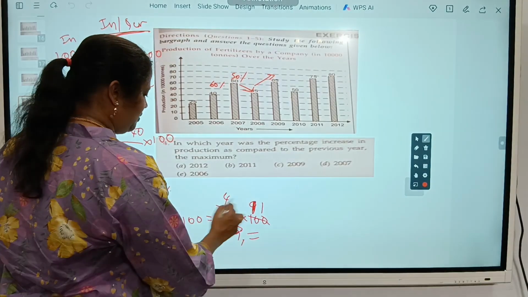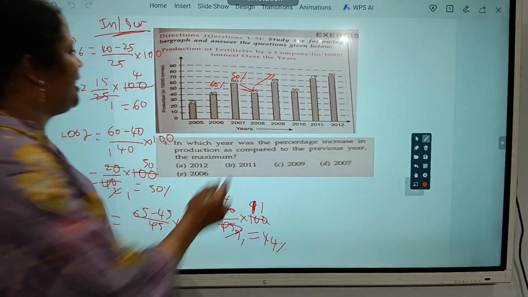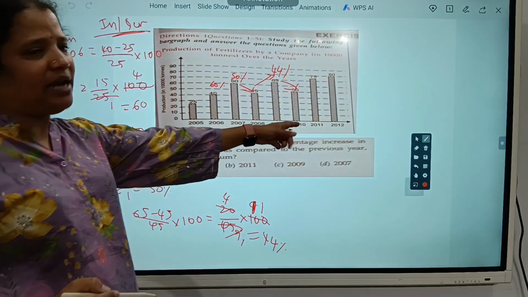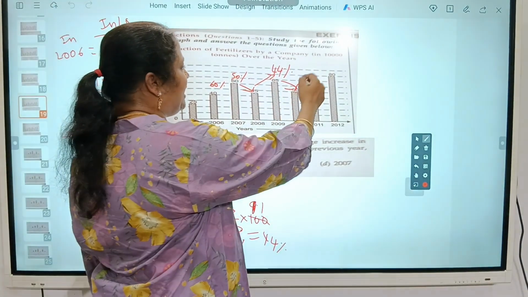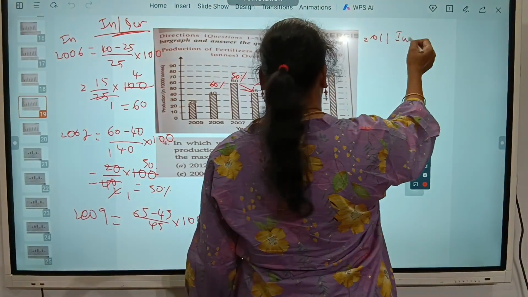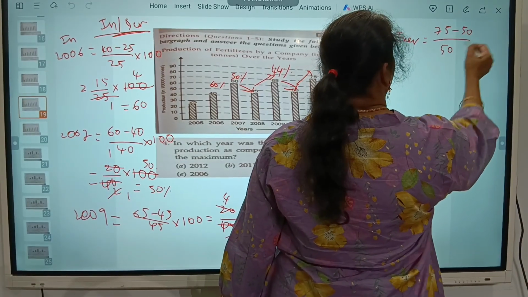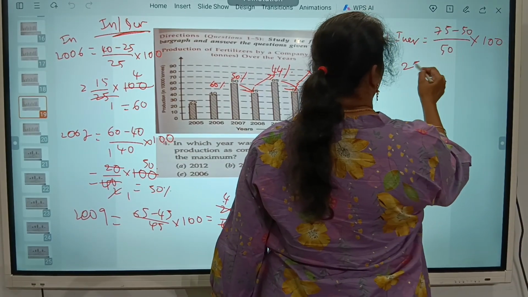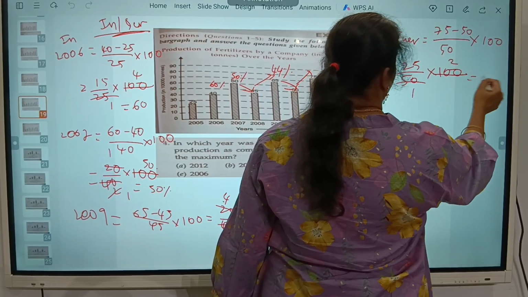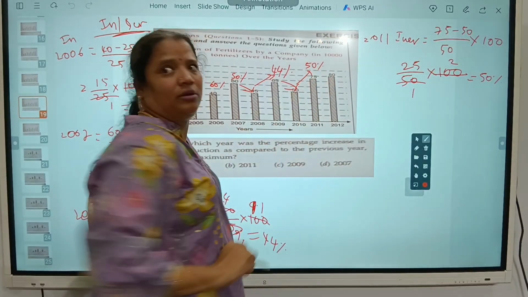Sorry, 9 11s are 99, so it will be 44%. So in the year 2009, it is 44%. Again in 2010, there is a decline, so we need not calculate. Again in 2011, we will calculate. The 2011 increase is equal to (75 minus 50) by 50 into 100, which is 25 by 50 into 100. 5 ones are 5, 5 twos are 10. It is 50%, a 50% increase.